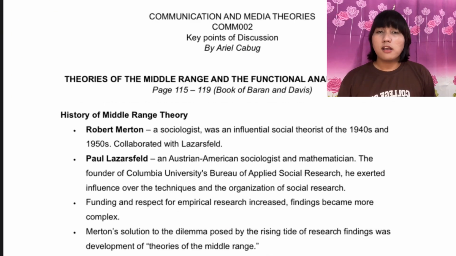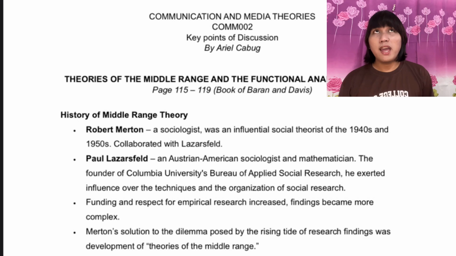Robert Merton, a sociologist, was an influential social theorist of the 1940s and 1950s. He collaborated with Paul Lazarsfeld at Columbia University, who focused on empirical research rather than social theory. Despite being a social theorist, Merton was fascinated by Lazarsfeld's empirical research. As funding and respect for empirical research increased, findings became more complex and inductively developed.